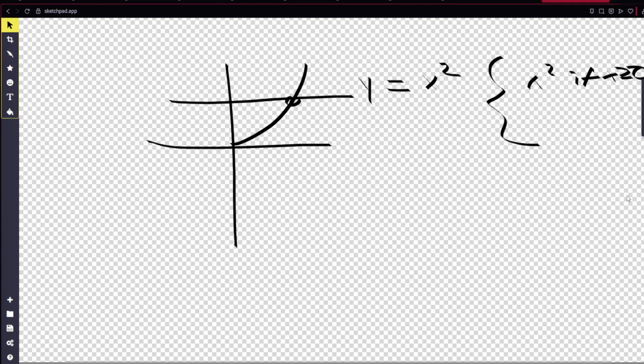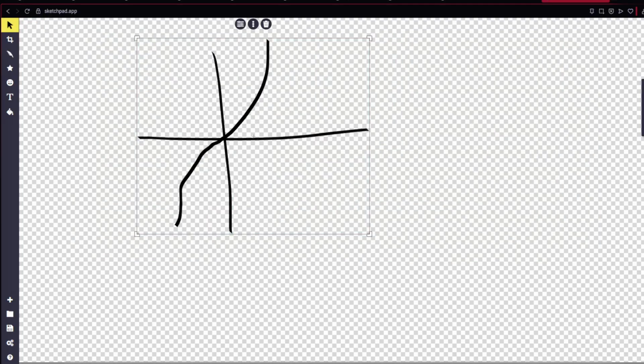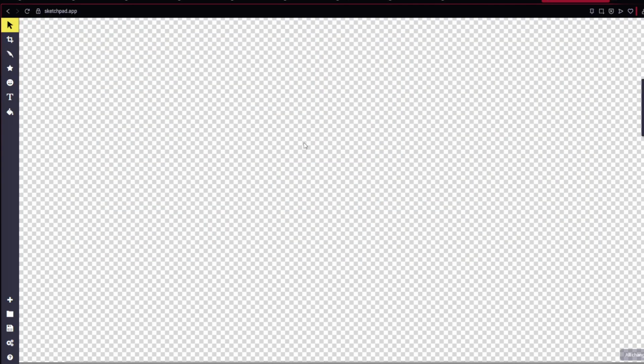These functions are called 1-to-1 if they pass the horizontal line test. So is y equals x cubed 1-to-1? Yes, it is. It looks something like that. Actually, it looks a little bit steeper, something like that. But yeah, this function's 1-to-1 because it passes the horizontal line test.